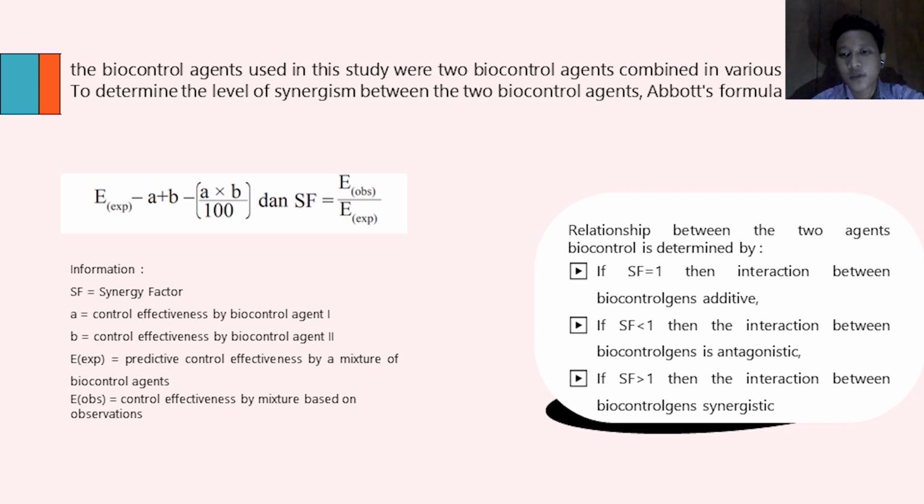The relationship between the two biocontrol agents is determined by: if SF equals 1, the interaction between biocontrol agents is additive. If SF is less than 1, the interaction between biocontrol agents is antagonistic. If SF is more than 1, the interaction between biocontrol agents is synergistic.